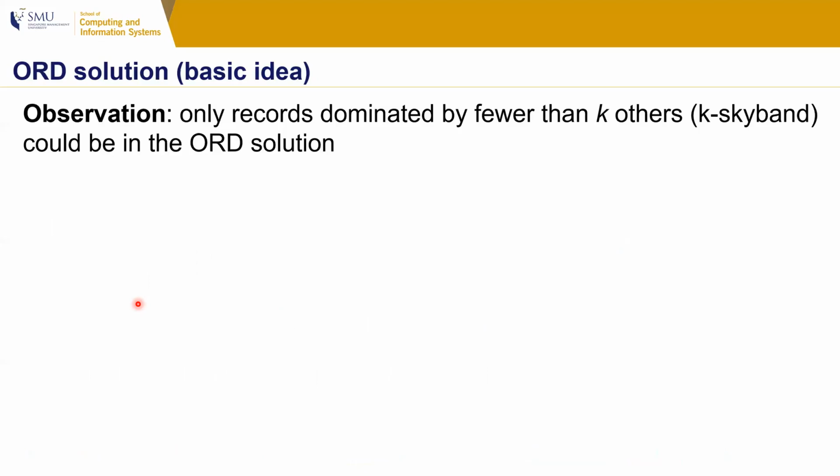So for the ORD solution, the first observation is that naturally the only records that are dominated by fewer than K others could partake in the ORD result. Therefore, the only candidate records we have are those of the traditional K-skyband.